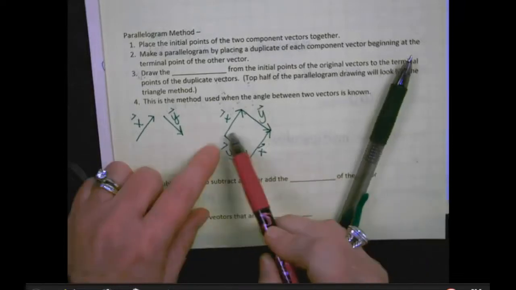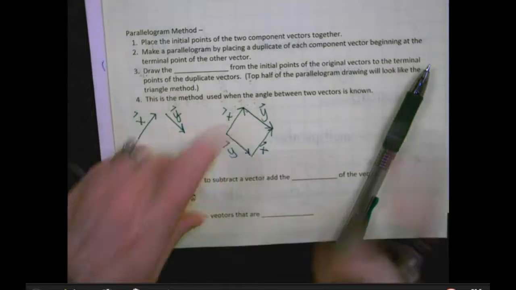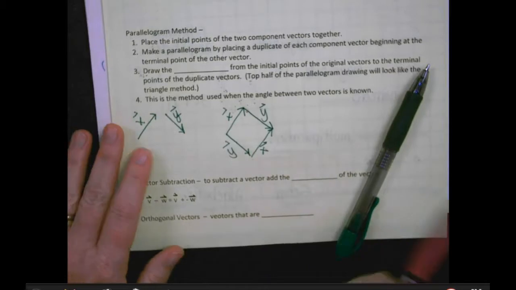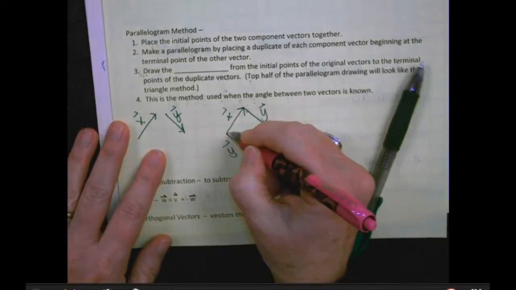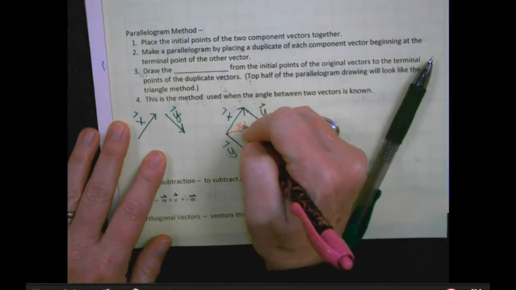So look, the initials are together and now the terminals are together. Does everybody see that? Initials together, terminals together. And the way I get the resultant is I draw from the initial to the terminal. So this is x plus y.